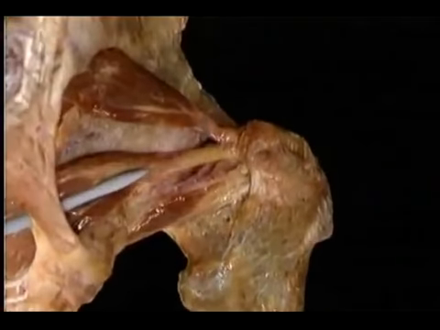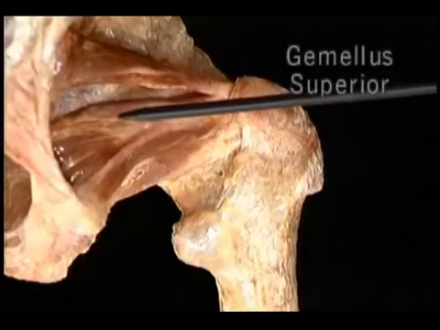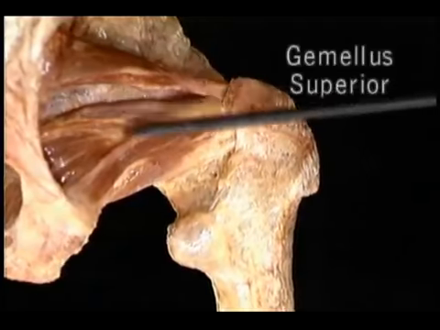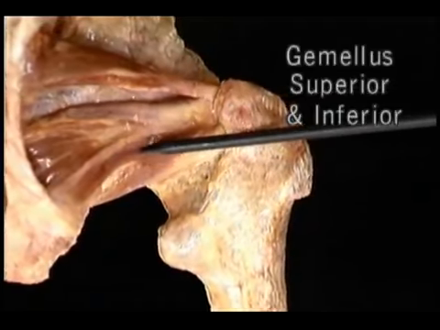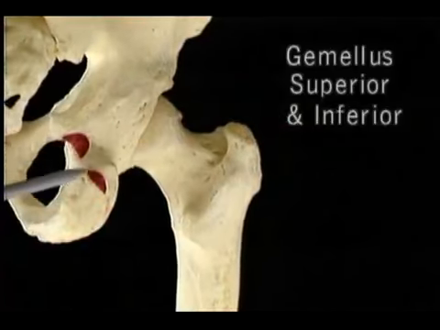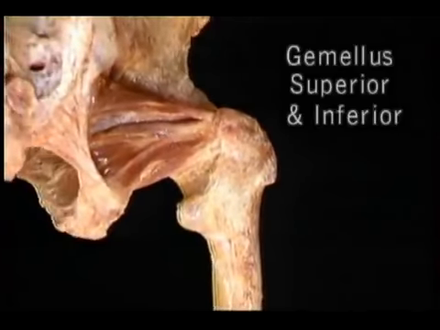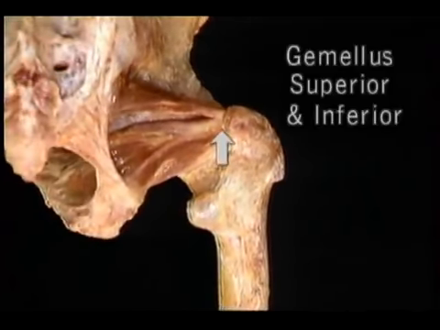As it makes the turn, it's joined above and below by these 2 little muscles, gemellus superior and gemellus inferior. They arise from the ischium here and here. Along with obturator internus, they're inserted here.